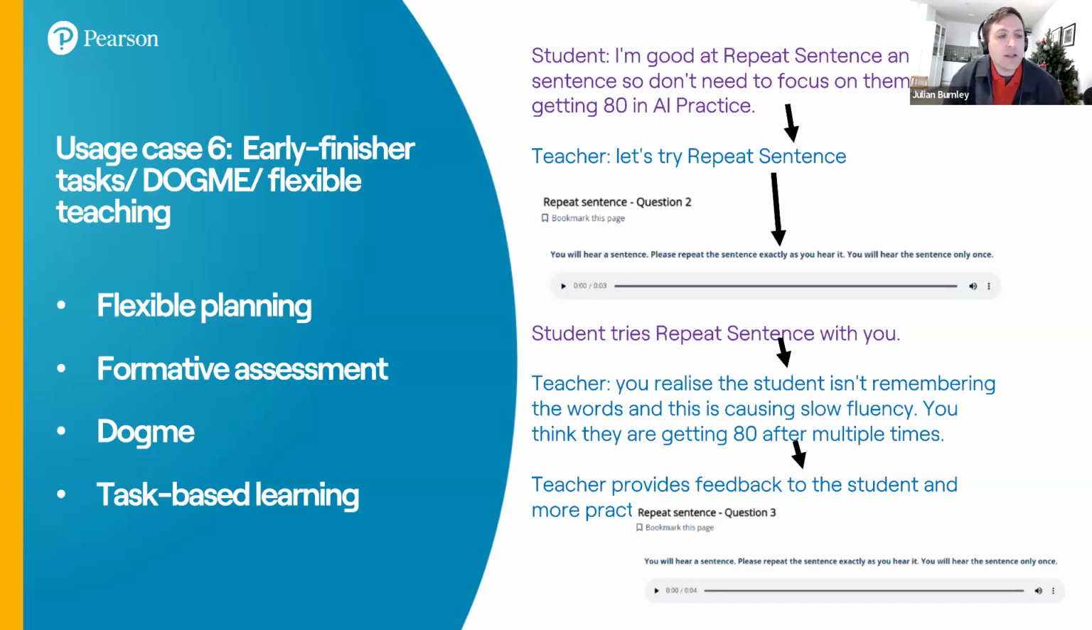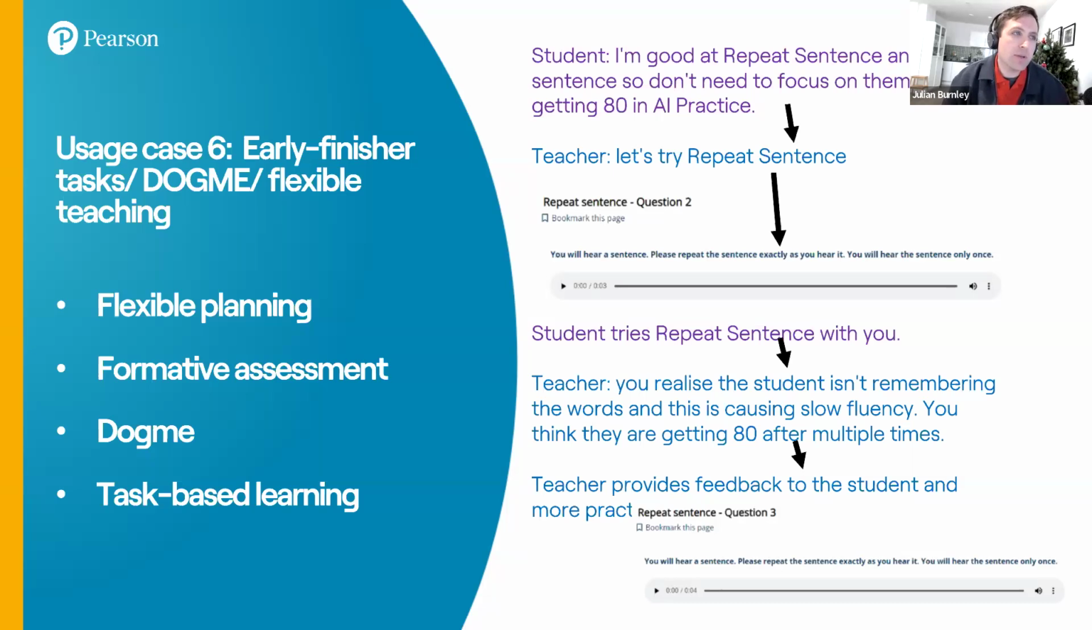And then I said, read aloud and repeat sentence are difficult questions. And the student said, I'm really good at repeat sentence as well. So I do not need to focus on repeat sentence. And they said, I'm doing some AI practice and I'm getting 80 in every repeat sentence. So then I said, okay, well, let's try one repeat sentence.